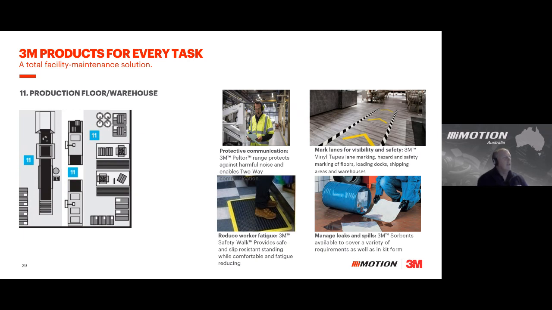Their tape is also used for line marking, lane marking, and hazard and safety marking, which is of great importance, especially on that production floor and warehouse space. So with the 3M vinyl tapes, it's vitally important to use them in the right areas to provide a great overview for everybody to know where to go. Once again, the safety walk that 3M have helps reduce worker fatigue, especially if they're working in similar areas constantly. Having them stand just on a concrete floor is not optimum for them.